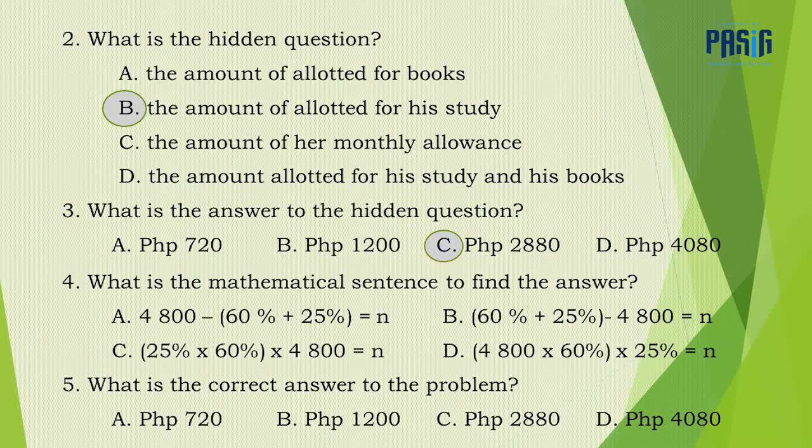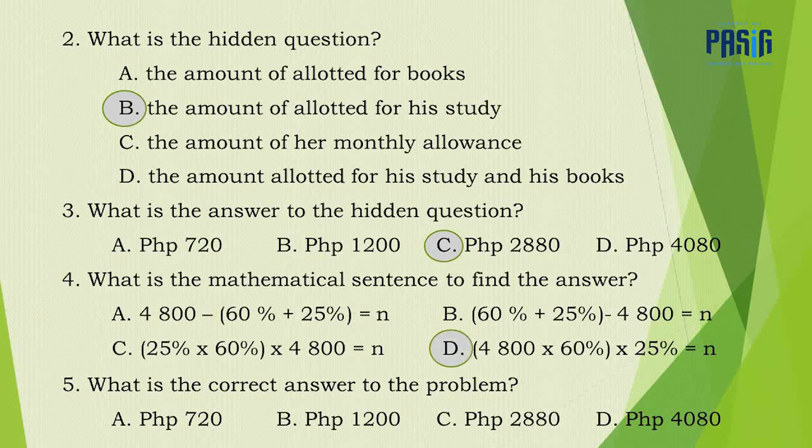For number 4, what is the mathematical sentence to find the answer? A. 4,800 minus the quantity of 60% plus 25% equals N. B. The quantity of 60% plus 25% subtracted from 4,800 equals N. C. The quantity of 25% multiplied by 60% multiplied by 4,800 equals N. Or D. The quantity of 4,800 multiplied by 60% multiplied by 25% equals N. Yes, the answer is letter D. 4,800 multiplied by 60% multiplied by 25% equals N.